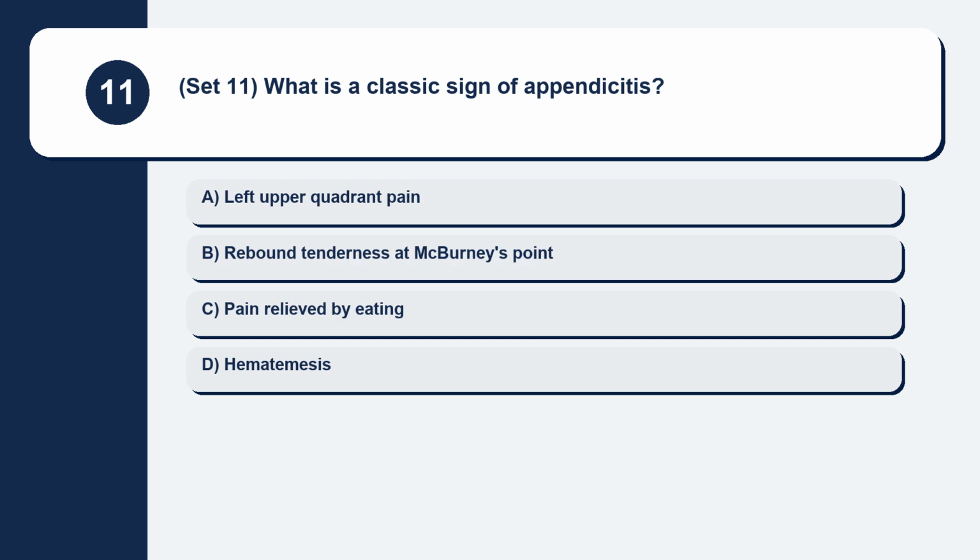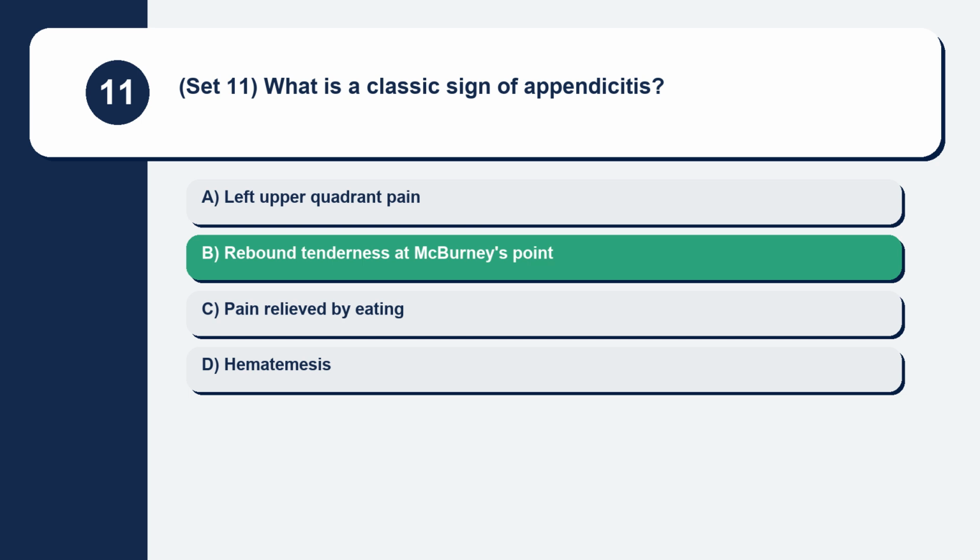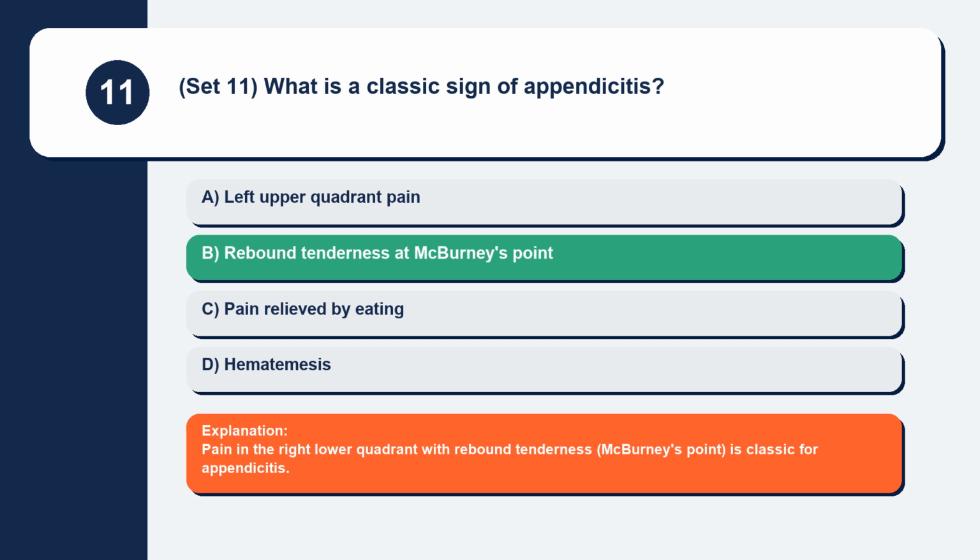Question 11. Set 11. What is a classic sign of appendicitis? Left upper quadrant pain, rebound tenderness at McBurney's point, pain relieved by eating, hemoptysis. Pain in the right lower quadrant with rebound tenderness, McBurney's point, is classic for appendicitis.